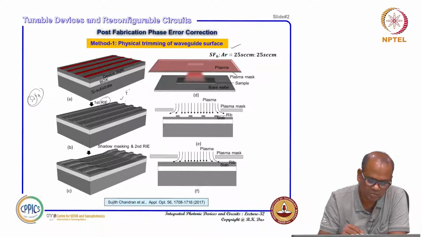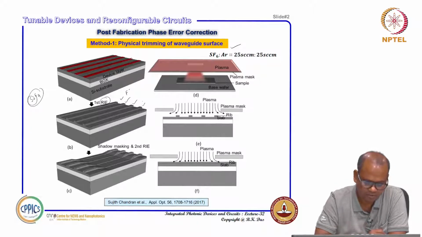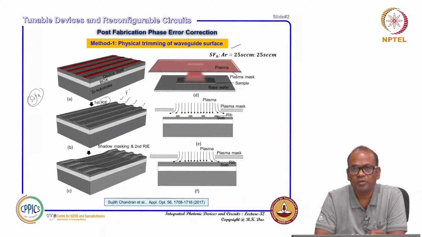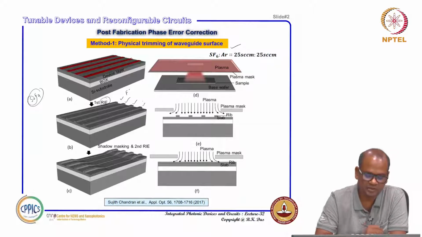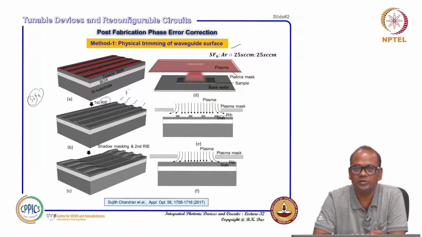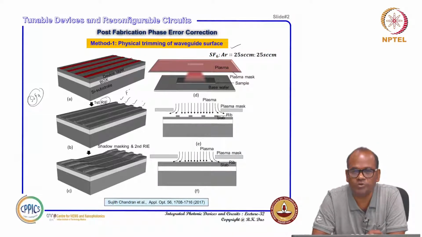It is shown here: waveguide number 1, waveguide number 2, waveguide number 3, and waveguide number 4. Right? Now suppose you want to reduce the dimension of this waveguide in a certain region.